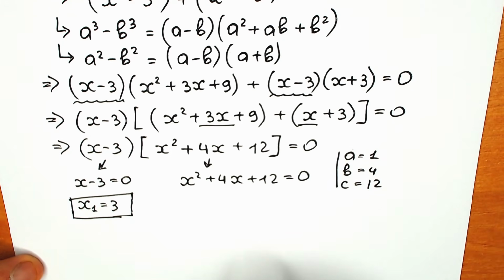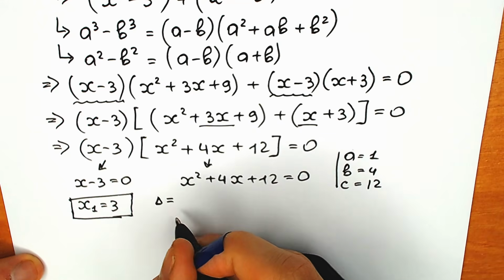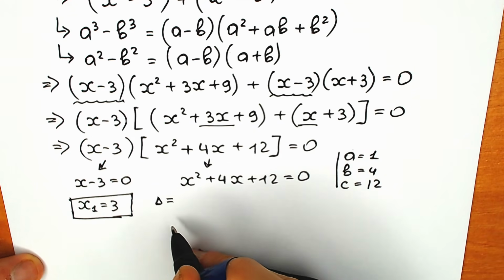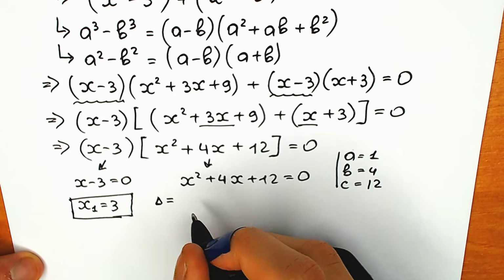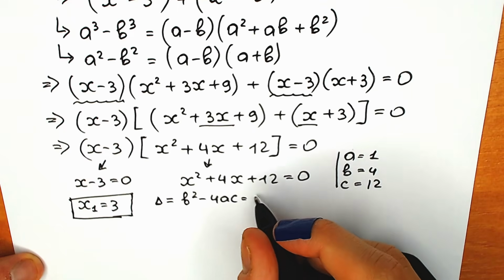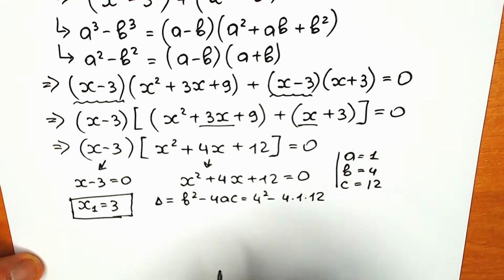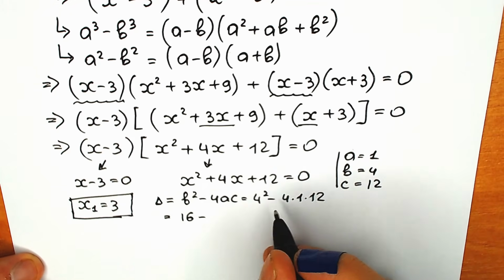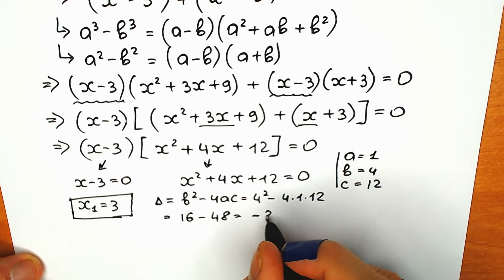Really great. What are we going to do next? The next thing is the discriminant. We can plug the discriminant into our formula for x second and x third, but I prefer to solve it separately. I prefer solving this equation first with the discriminant. So we have b squared minus 4ac, equal to 4 squared minus 4 times a, which is 1, times c, which is 12. As a result, we have 16 minus 4 times 1 times 12, which is 48. So our discriminant is equal to minus 32.